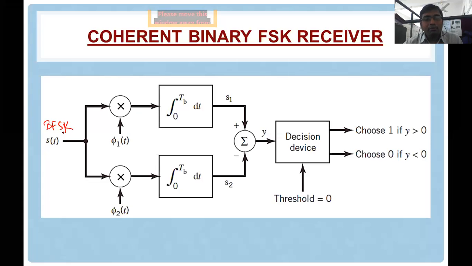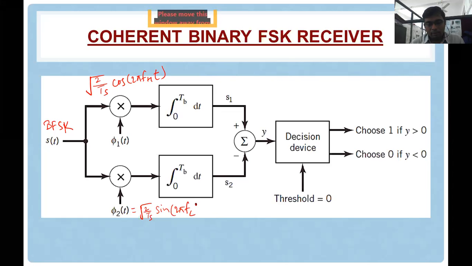First of all, this FSK signal is fed to the product modulator, where it is multiplied with the orthogonal carrier signals. In this case we have to locally generate the carrier signals, phi 1(t) and phi 2(t). We are all familiar with phi 1(t): it is square root of 2 upon Ts cos 2 pi fH t. And phi 2(t) is square root of 2 upon Ts sin 2 pi fL t.